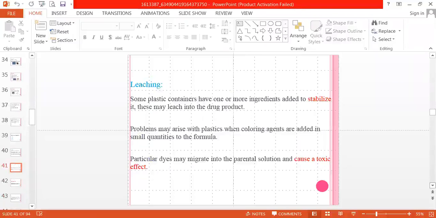Leaching means transmission of some amount of your container into your product, or some ingredients of your container or some part of your container may get dissolved inside your product. So when you are preparing any kind of liquid dosage form and storing it in a plastic container, then slowly that plastic will release some amount of its material inside your product. So it is called leaching.